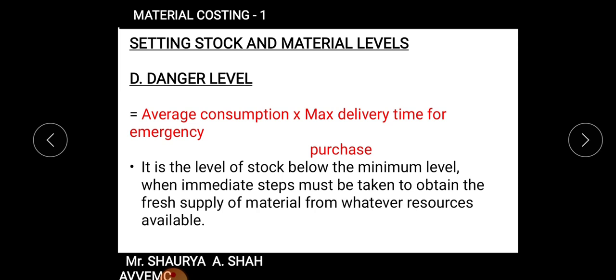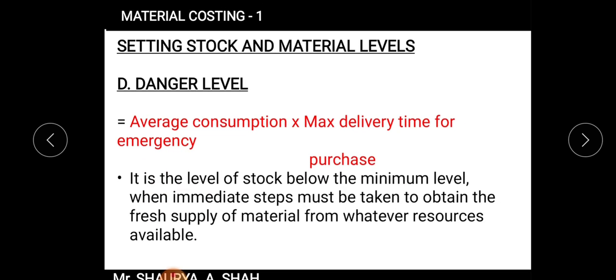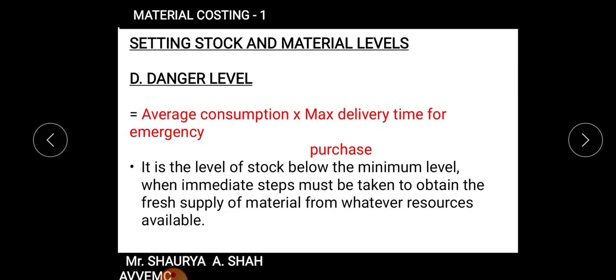What is danger level? It is the level of stock below the minimum level when immediate steps must be taken to obtain fresh supply of materials from whatever sources are available, right? From whatever sources you can get the material, you have to immediately purchase it. If you do not immediately purchase it, then the production process will be affected and stopped, right? So what is danger level? Danger level is average consumption into maximum delivery time for emergency purchase.